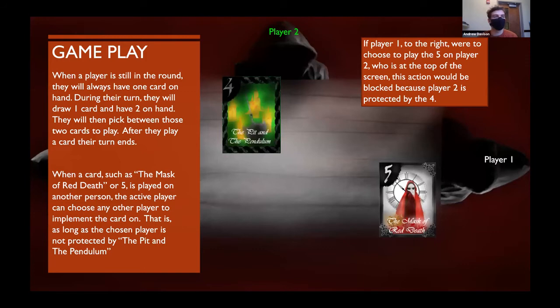In this example, you start the round and everybody is dealt one card. When it's your turn, you draw another card and choose between those 2 as to what you're going to play. You will only ever have at most 2 cards in hand. Presumably player 1, who is playing right now, has another card. He's just chosen to play the Mask of Red Death. Player 1 has chosen to play the 5 against player 2. But this action is blocked because player 2 has already played the 4 previously, which has granted them immunity from any cards being played against them. So the way the game goes depends on what you play. You're going to see this a lot when we play each other in a second, but this is one of those instances where the card didn't really take effect.